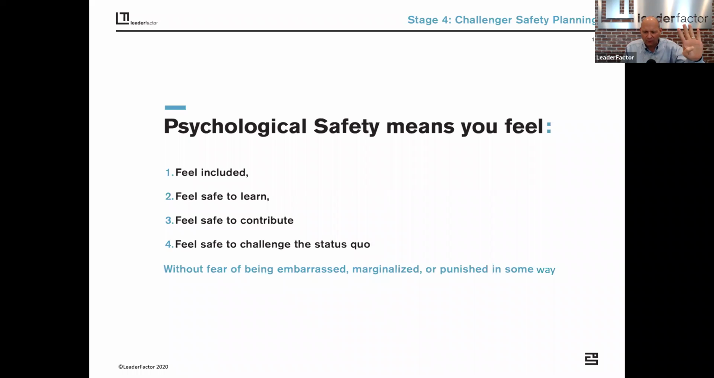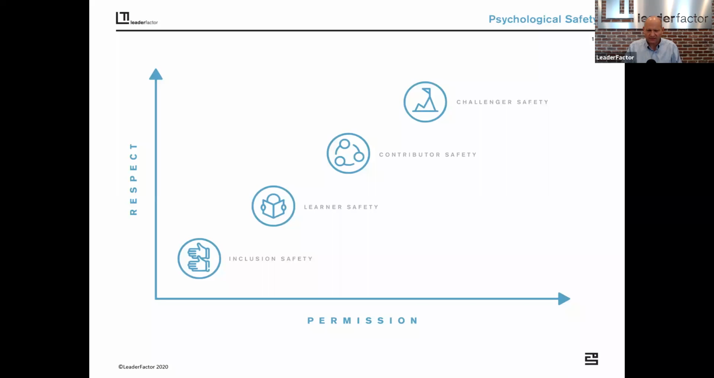So now let me give you a fuller definition for psychological safety. Psychological safety means you can do 4 things. Number 1, you feel included. This is where inclusion comes in, and this is where we're going to do a deeper dive in a minute. So the foundation is to feel included. We long to belong. Number 2, you feel safe to learn. Number 3, you feel safe to contribute, make a difference. And number 4, you feel safe to challenge the status quo. And you can do all of these 4 things without fear of being embarrassed or marginalized or punished in some way. So let me show you the progression.